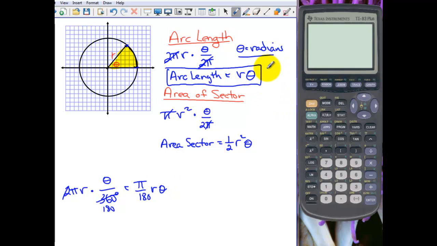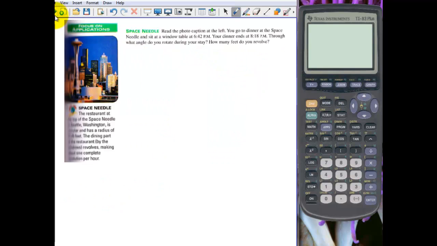So let's apply these two formulas, our arc length formula and area of a sector, to a couple of application problems. We use these on rotational problems. So let's look at an example.